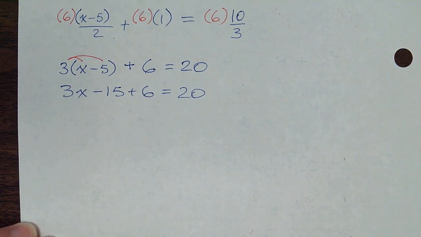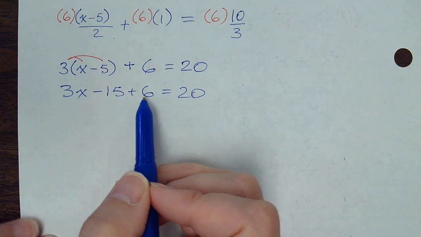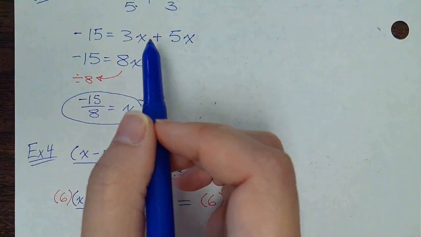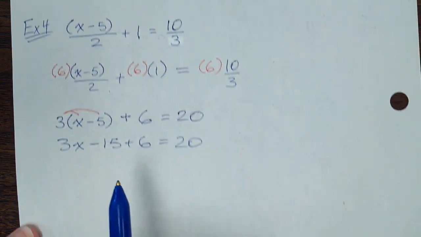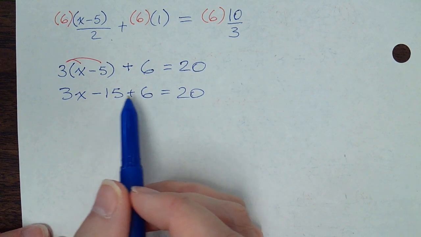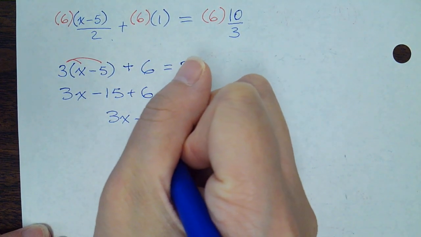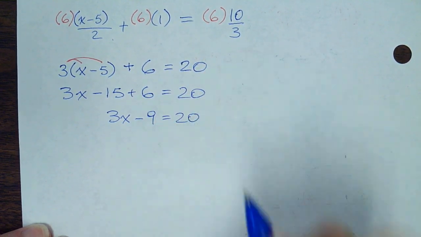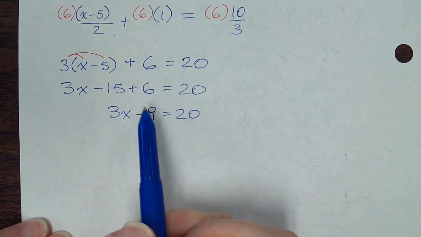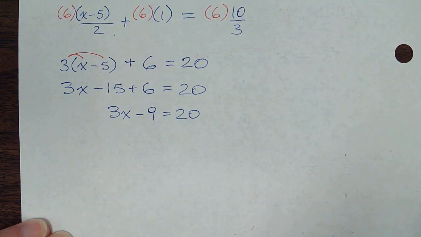Right? What's my next step? Good. Just like what Vincent set up here, I could group these two like terms because these are just numbers. So 3x minus 9 equals 20. All right, these two combine to that.